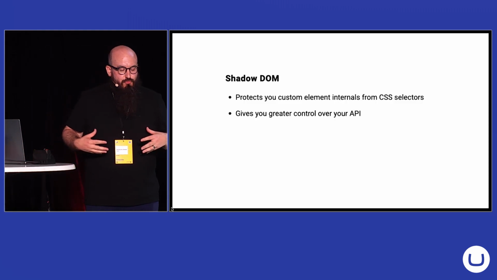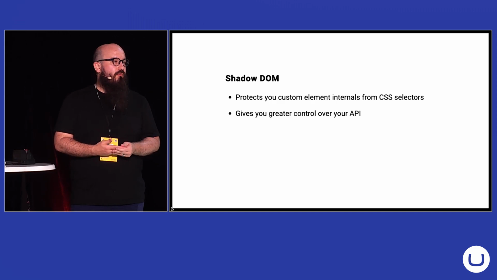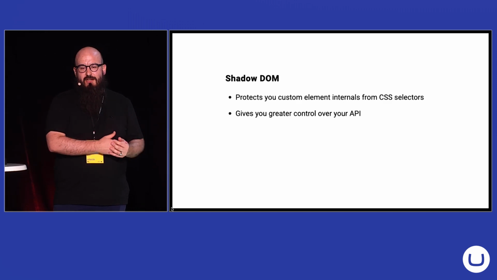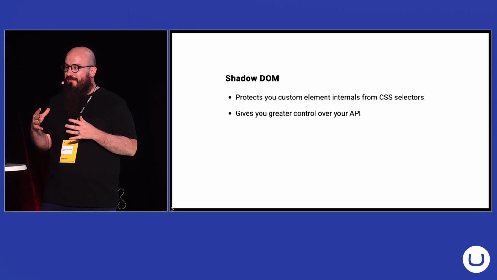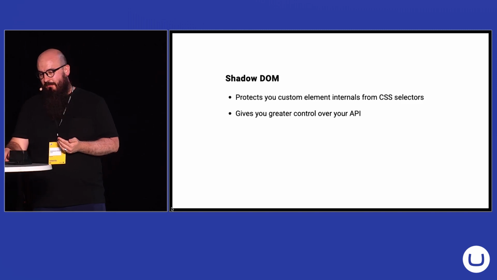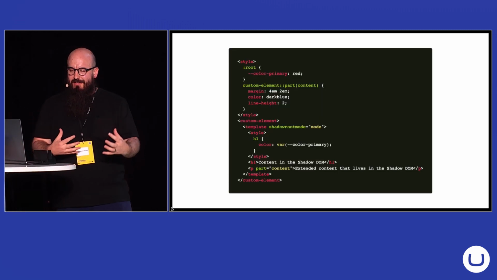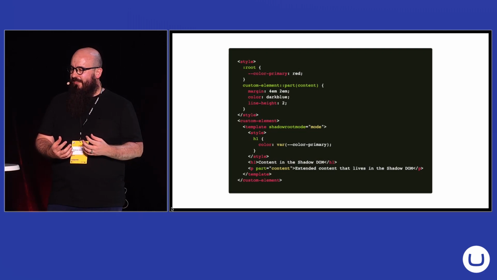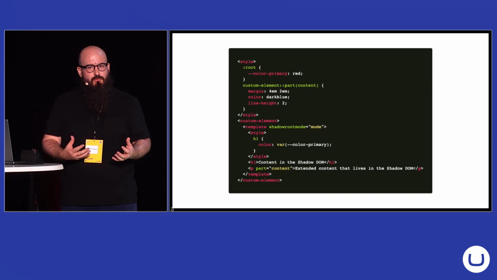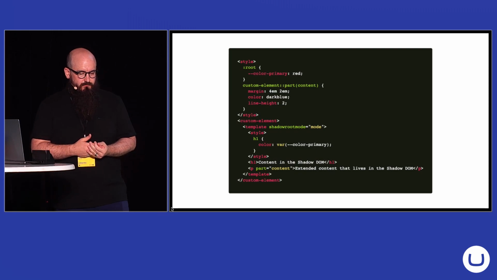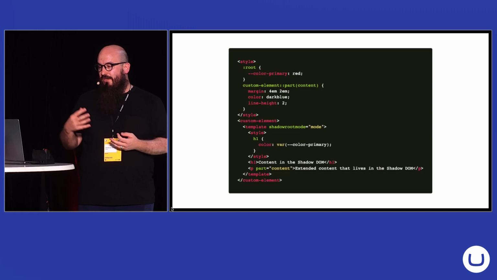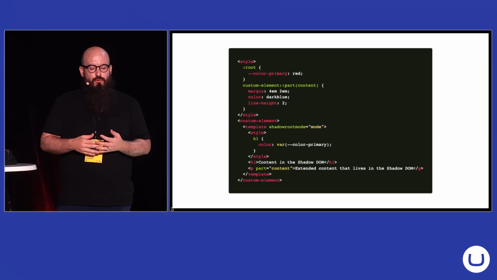Beyond that, Shadow DOM gives us better control over our API. And while some of that can be functional, and there are some great talks about that, we're going to look at how that gives you advanced control over your styling API. Here, we're building on the custom element we saw before. We have our h1 that we had in the last couple of examples, but we've also added a p tag. And this p tag has a special attribute called a part that's set to content.